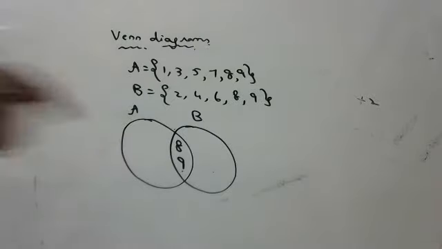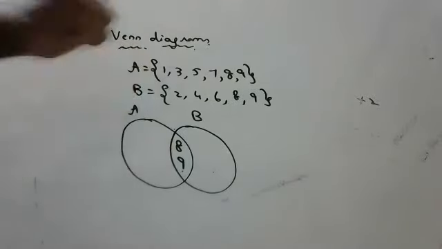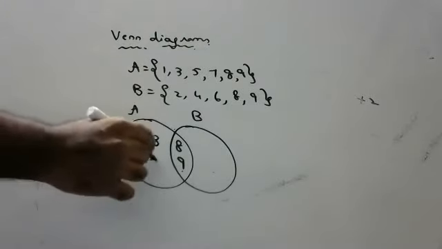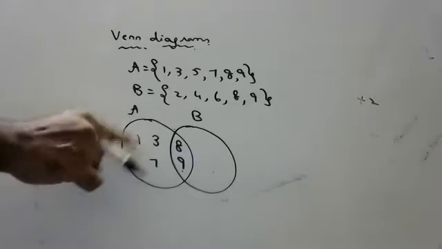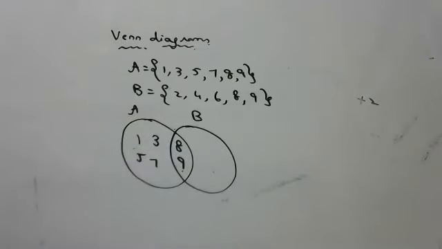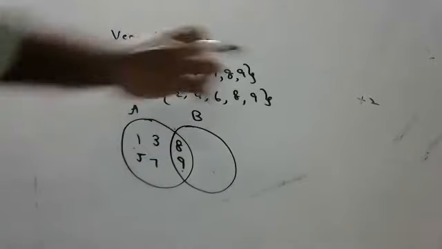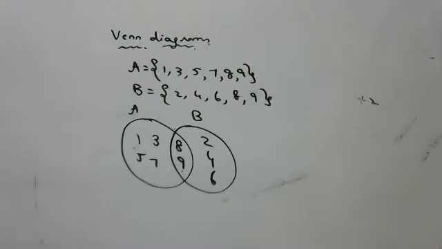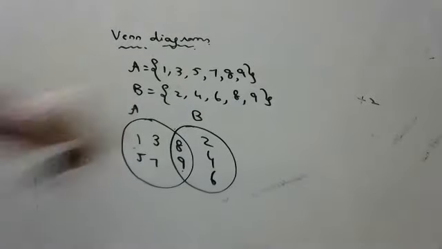Okay. Apart from 8 and 9, what are there in A? Apart from 8 and 9, we have 1, 3, 5, 7. Okay, children? 1, 3, 5, 7. Okay. Apart from 8 and 9 in B, what are there? 2, 4, 6. Now you see, children, easily we can answer by drawing Venn diagrams.